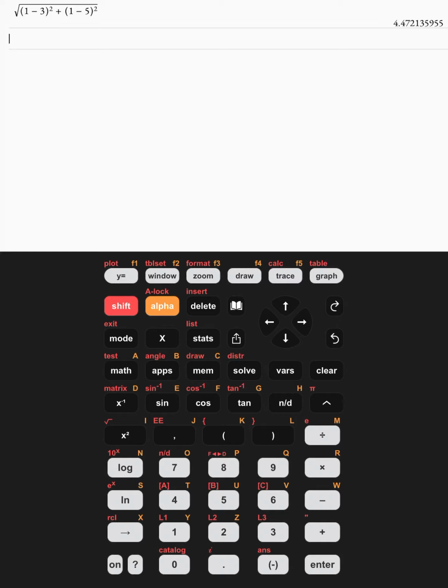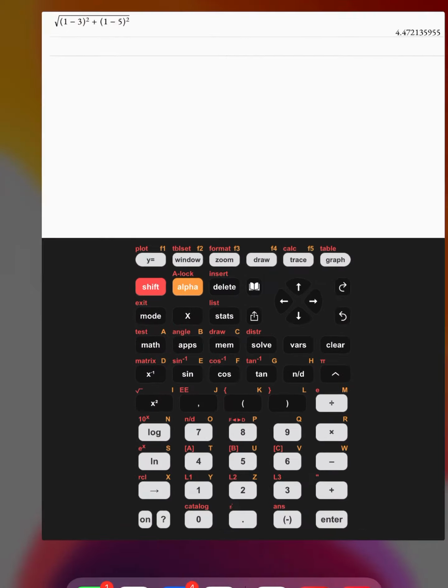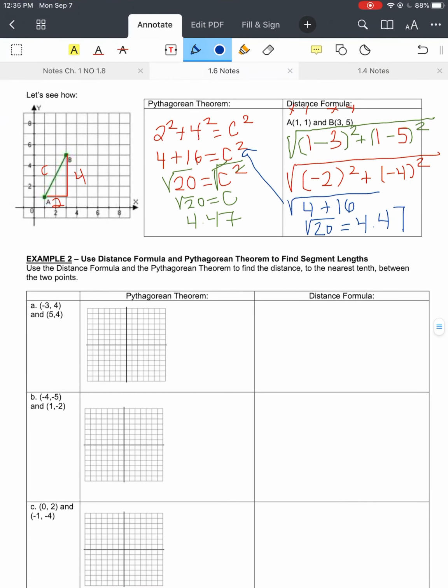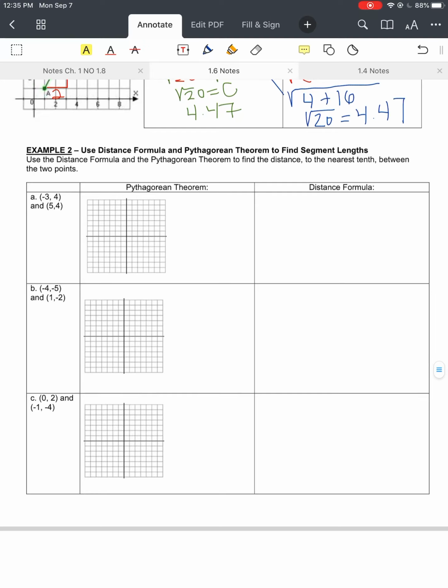It's personal preference. Some people don't like using a calculator. They like doing the mental math. You'll eventually need the calculator if you need the decimal answer. I assume most of you don't know all of your non-perfect squares. I know I don't. All right.